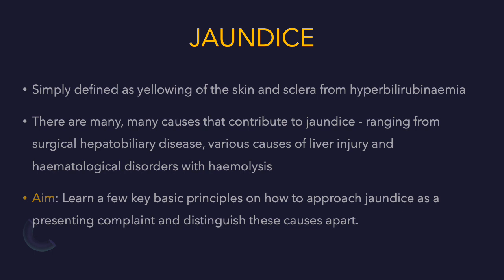Jaundice is simply defined as the yellowing of the skin and sclera as a result of the body's inability to process bilirubin properly. There are probably 100 causes of jaundice, and it is not an easy, common presenting complaint to tackle. But with a few key basic principles under your belt, you should be able to approach jaundice confidently and tell different groups of causes apart from each other.